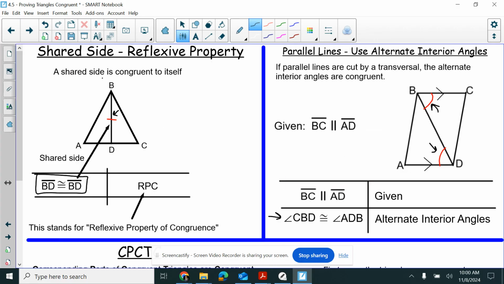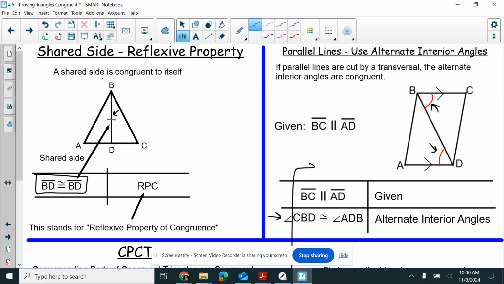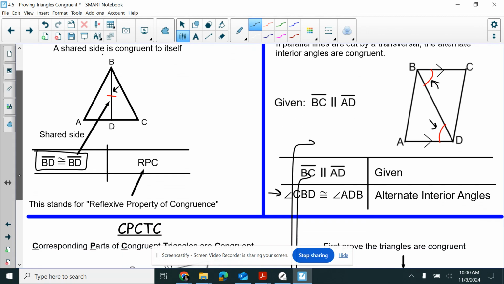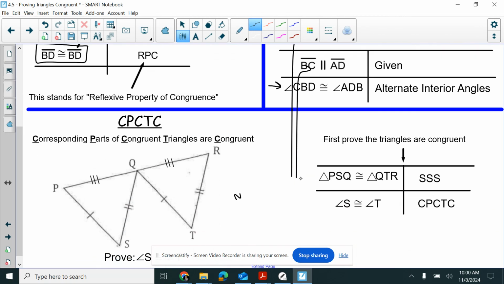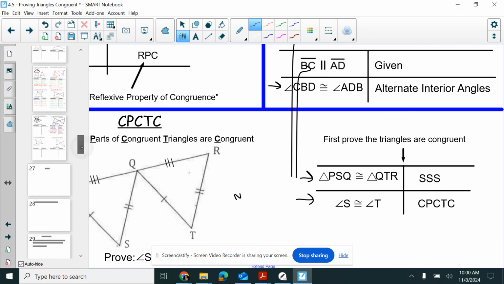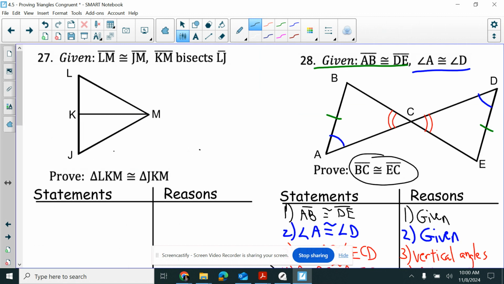So that's right up here. Corresponding parts are congruent, triangles are congruent. So first you have to prove that the triangles are congruent, like the example we just looked at. And then that's your last step. So first the triangles are congruent, and then you say the other pieces are congruent because of CPCTC. That would be an example where we would need vertical angles. Let's look at another example.